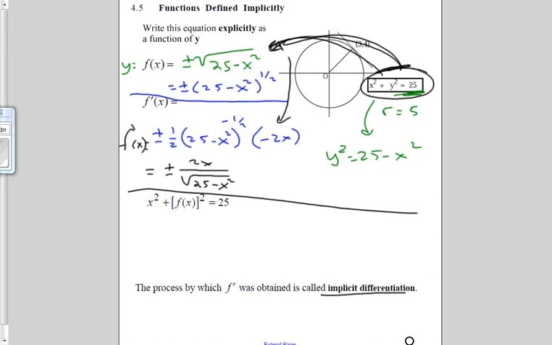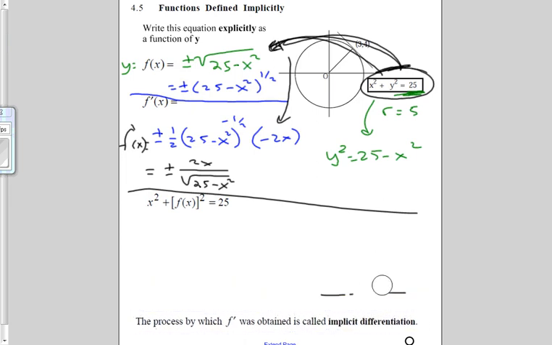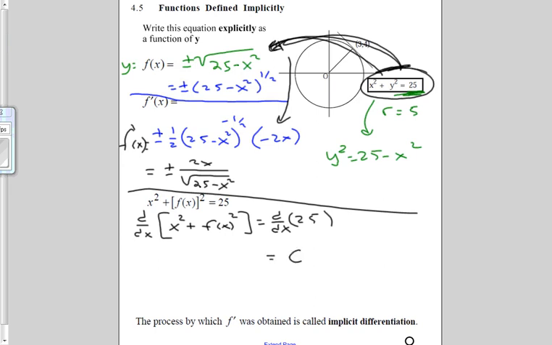And so the idea of that is this. What we're going to do is take the derivative of both sides. So I'm going to take the derivative with respect to x of both sides of the equation. And this is the method for implicit differentiation. You take the derivative of both sides. Now, the right-hand side is easy. The derivative of a constant, well, the constant doesn't change, so its derivative is going to be 0.